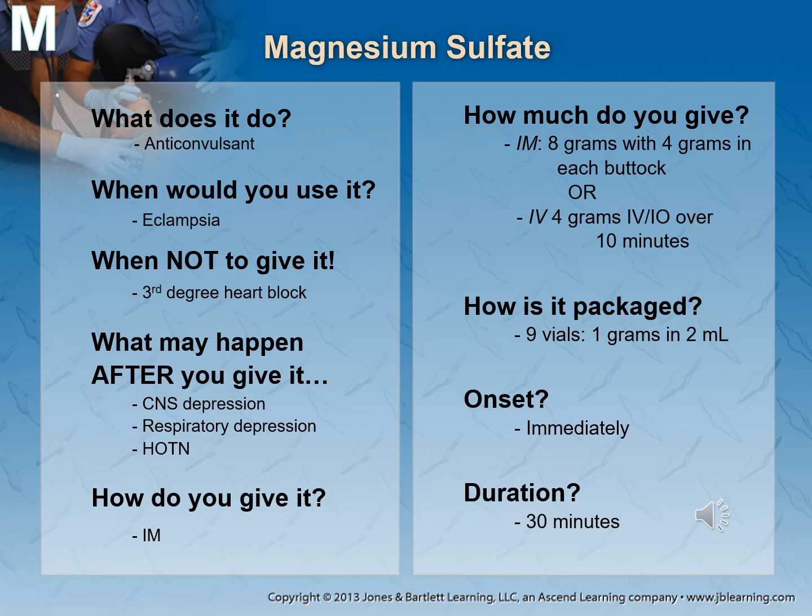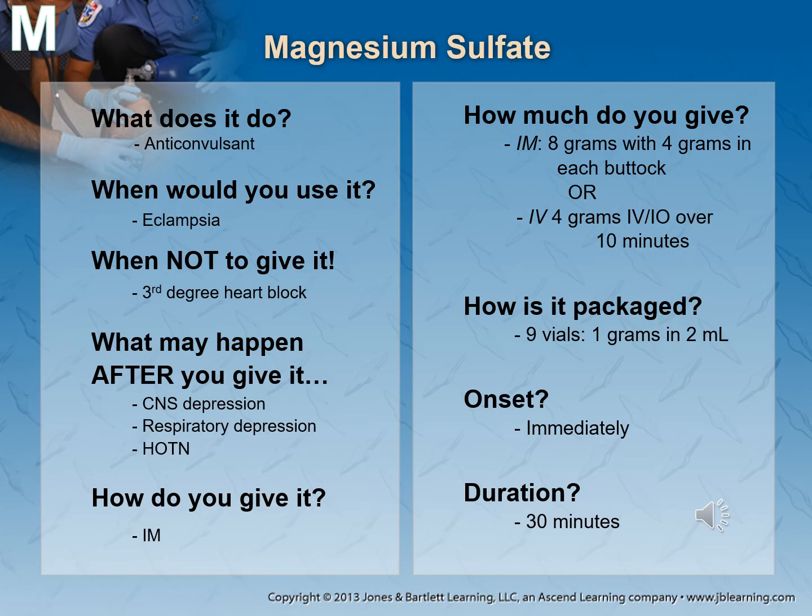We give it IM. How much do we give? We usually give 8 grams in 4 mLs in each buttock, or 4 grams IV/IO over 10 minutes. How is it packaged? You have 9 different vials of this, 1 gram and 2 mLs. Remember, if you're going to give IM injections, you don't want to do any more than 2 to 4 mLs per injection so you don't overwhelm the site. The onset's immediate. It lasts about 30 minutes.